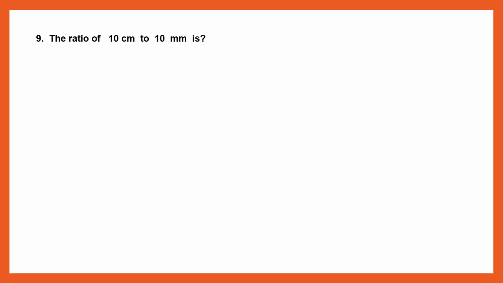Question 9. The ratio of 10 centimeters to 10 millimeters. Again, you can see the units are different. So let's convert centimeters to millimeters. Now 1 centimeter is equal to 10 millimeters. So 10 centimeters will be this 10 into 10, which is 100 millimeters. So let's write it there.